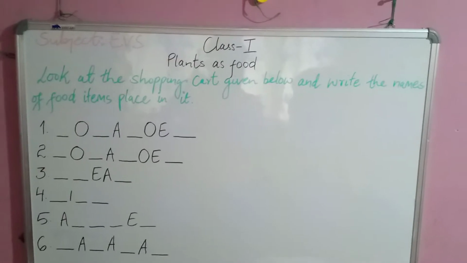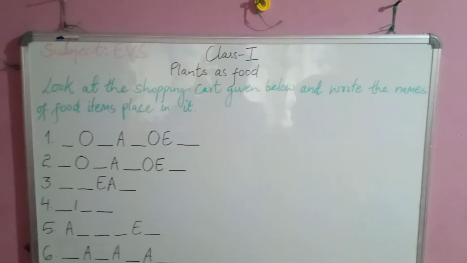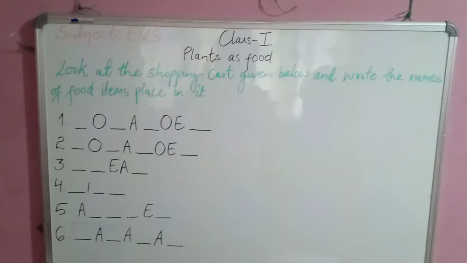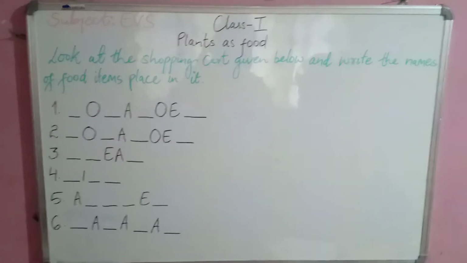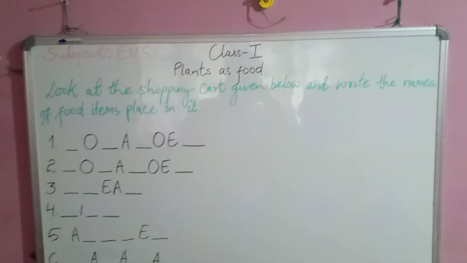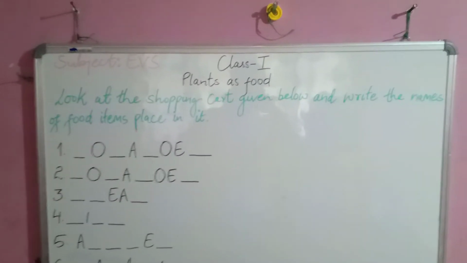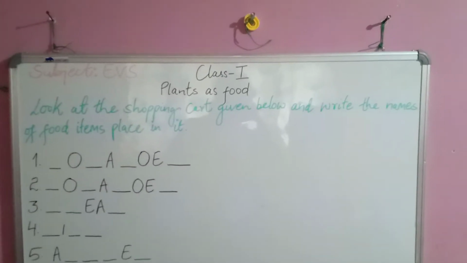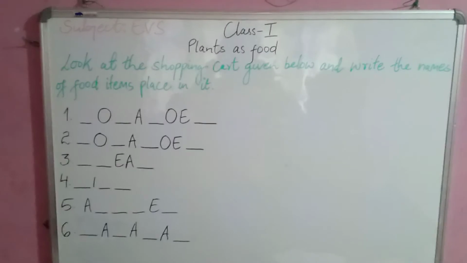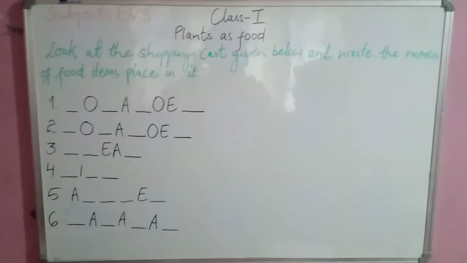So plants are very useful to us. Most of our food comes from plants. That is true. Then look at the shopping cart given below and write the names of the food items packed in it. So we have to write the names of what is packed in it.